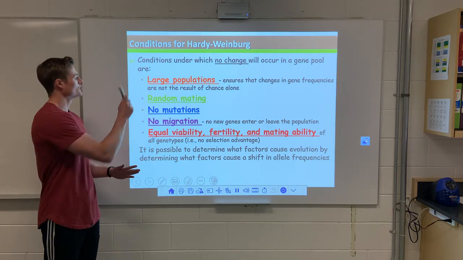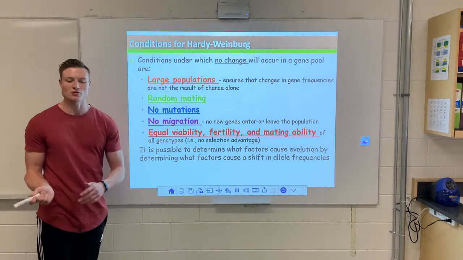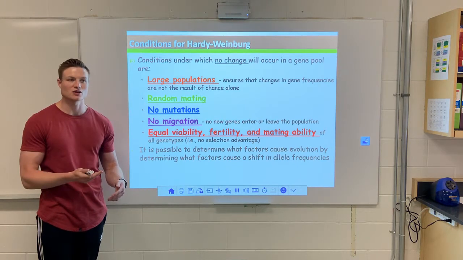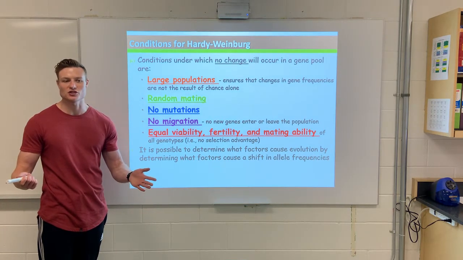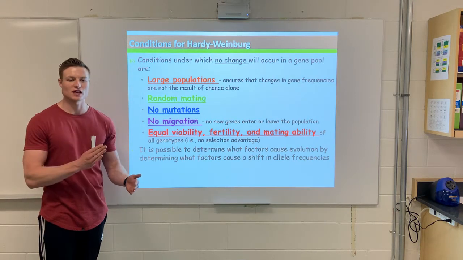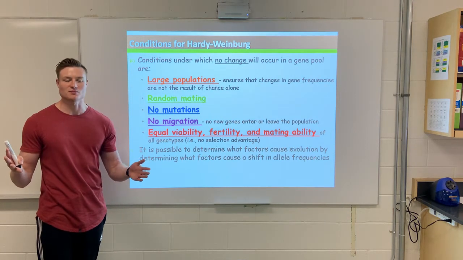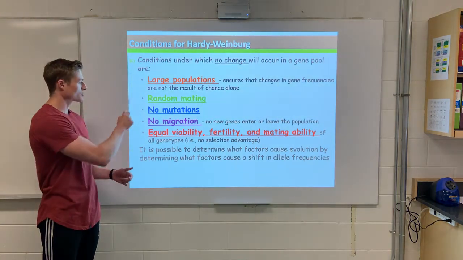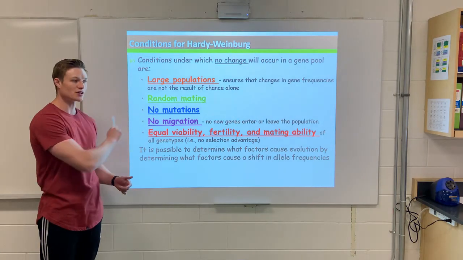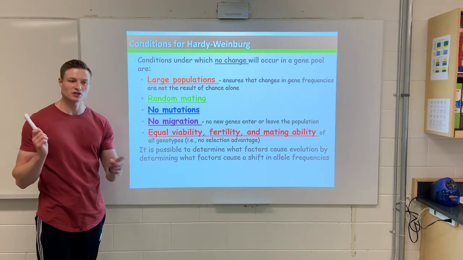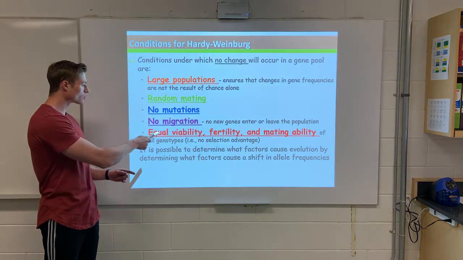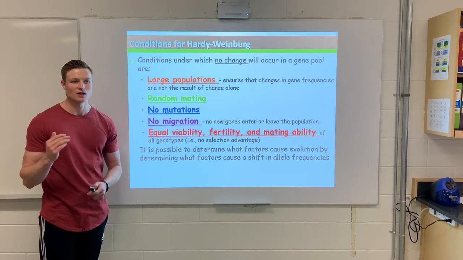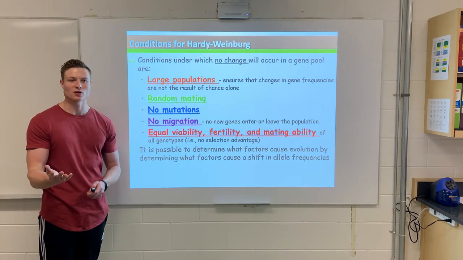So essentially, you need to have a large population, because small populations can leave things up to chance, right? If there's 10 individuals, an earthquake comes along, it takes out 5, that's half the population. If there's 1 million individuals and 5 are taken out by the earthquake, then that doesn't make as big of a dent. Random mating, so you can't have any sexual selection whatsoever, can't have any mutations, no migration, so individuals can't leave the population or enter the population, and there needs to be equal viability, fertility, and mating ability, meaning there can't be any natural selection. Now, can you think of a population in Hardy-Weinberg right now?